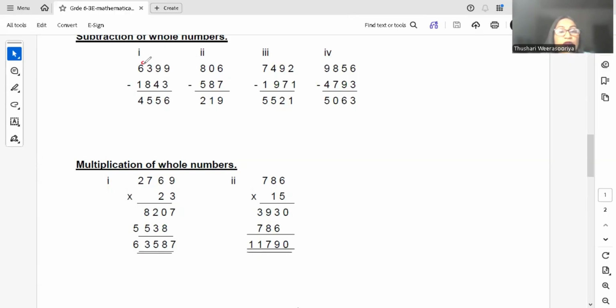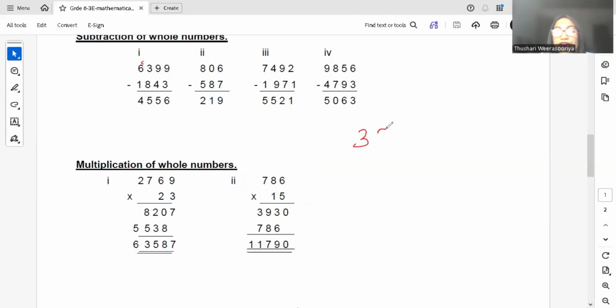Now we'll go to the multiplication of whole numbers. You know how to multiply with a one-digit number. For multiplication and division, you need the times table. If you don't know the times table, it's very difficult. First of all, I'll take one example with a one-digit number. You already know how to multiply, but I'll explain that again.